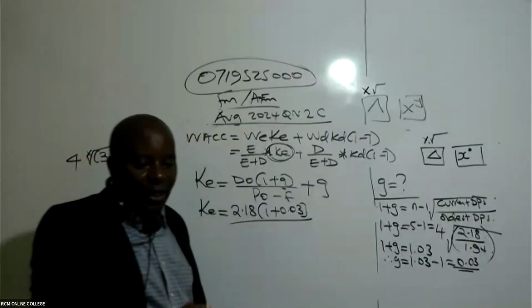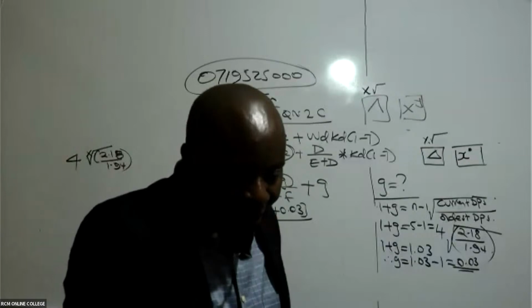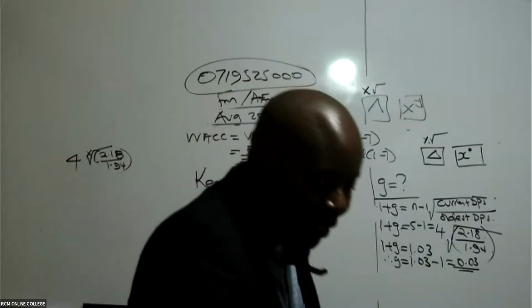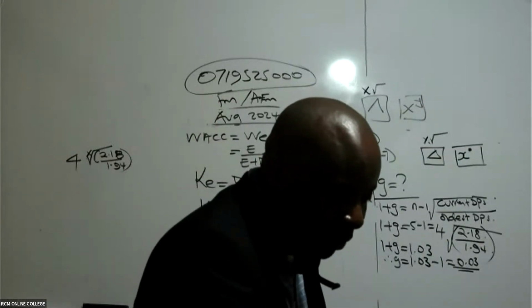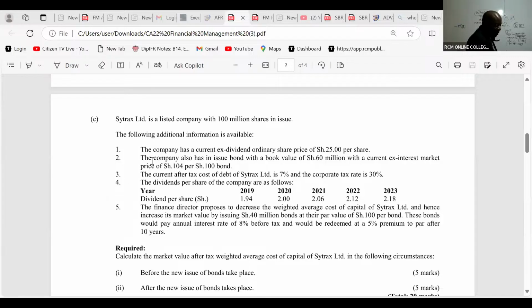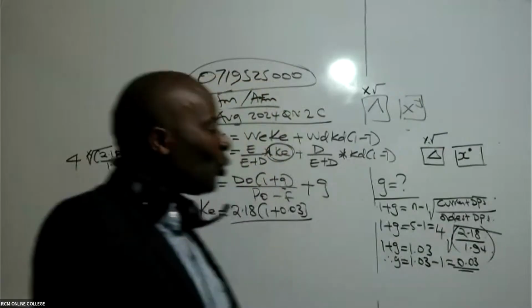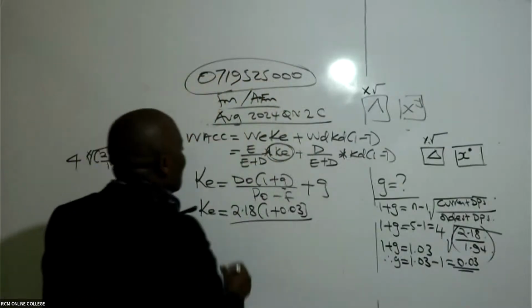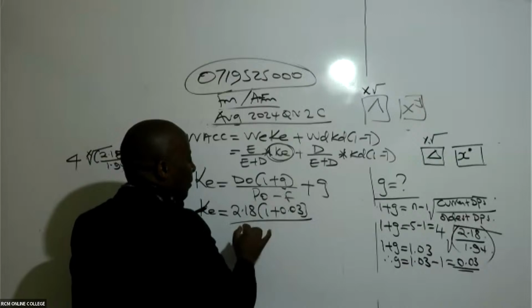Current price per share. I'll be able to come back to that. So the current price per share, you can see here. The company has a current ex-dividend ordinary share price of 25. So in this case, the current price per share, not per bond, but per share, is 25.